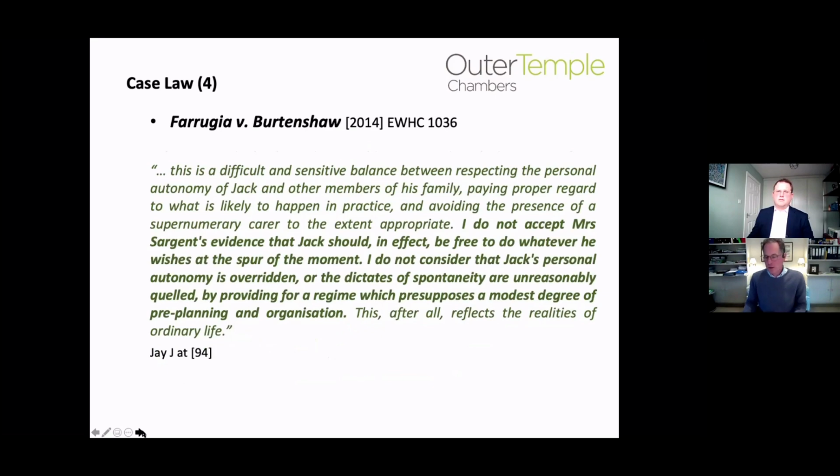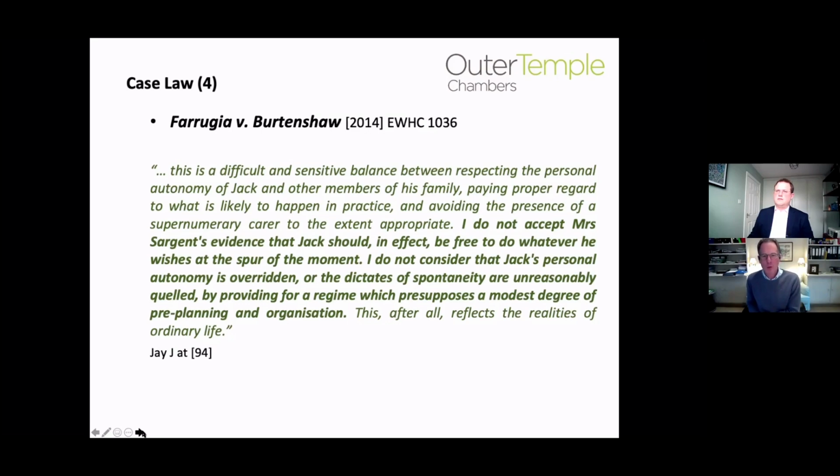Now, you might think from those three cases that it's all one way, but that's not the case, and it's helpful to look at a couple of cases where the courts have decided the issue rather differently. So I start with the case of Farrugia, a decision of Mr.